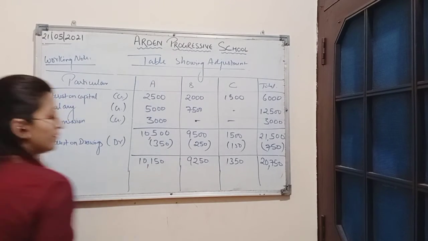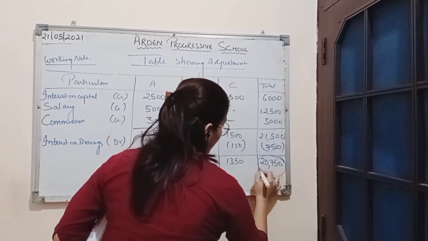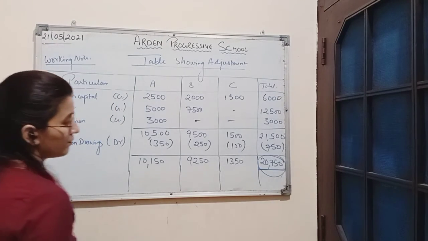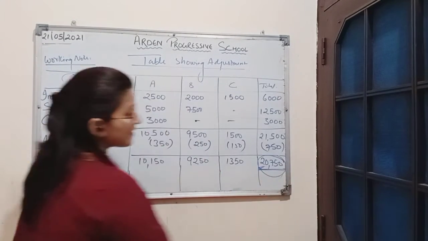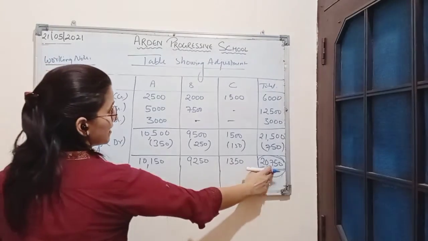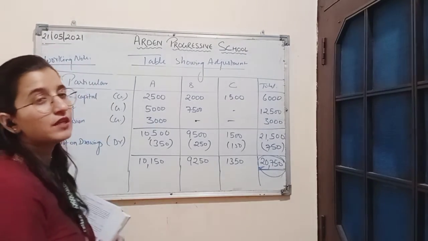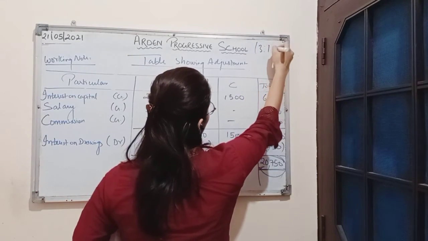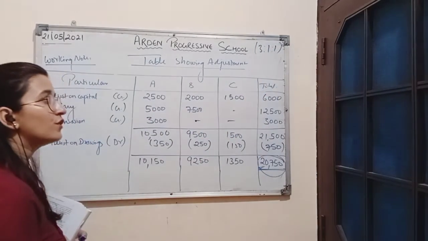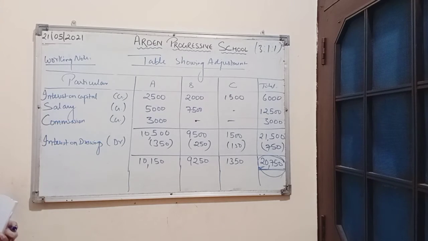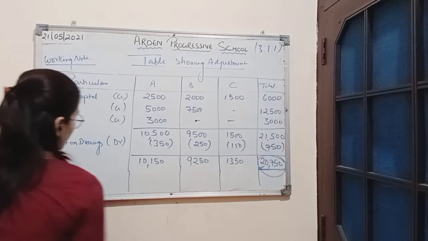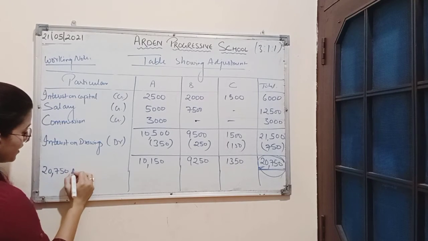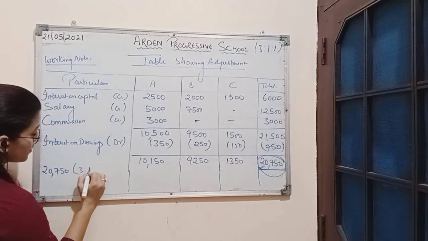Now we will see, this is the total amount of error made by the firm. We have to rectify this amount by dividing it in the ratio 3:1:1, as the partners are sharing the profits and losses in the ratio 3:1:1. So we will divide this amount 20,750 in the ratio 3:1:1.